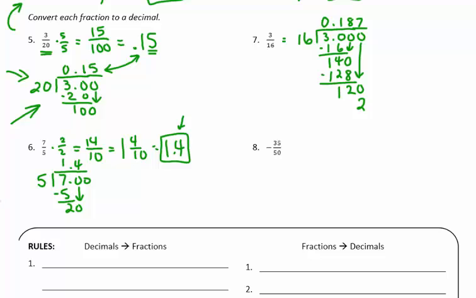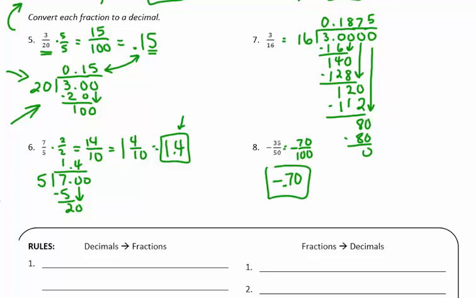That goes in 7 times. 7 times 6, 42. Carry the 4. And now I need another 0. That's 8. Bring down the 0. And it finally stops here. So 3/16 is the same as 0.1875, or 1,875 10,000ths. Number 8, if I double this, I get negative 70 over 100, which I write as negative 70 hundredths. I don't need the last 0 there. I could have written negative 0.7. Either way, it's the same.